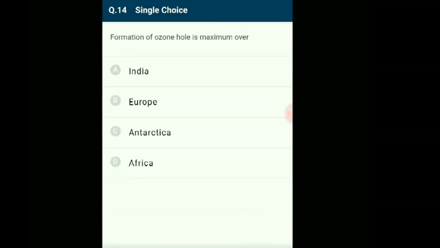Question number 14. Formation of ozone hole is maximum over. Ozone hole is an area with extreme reduction in the ozone concentration. It was discovered over Halley Bay in Antarctica by Farman et al., members of the British Antarctic Survey Team, in the year 1985. Image of the largest Antarctic ozone hole ever recorded in September 2006. So the answer is option C, Antarctica.